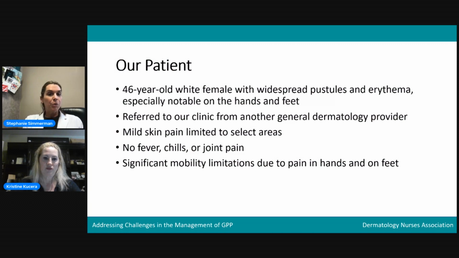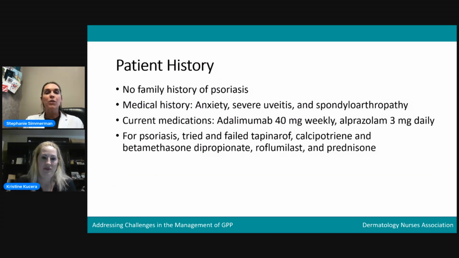No fever, no chills or joint involvement, so we didn't have the systemic signs and symptoms to be concerned with. And then we had significant mobility limitations due to pain in her hands and her feet. So her patient history: she had no family history of psoriasis. Her medical history was positive for anxiety, severe uveitis, and the spondyloarthropathy.